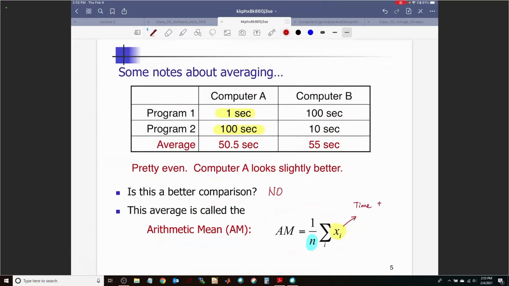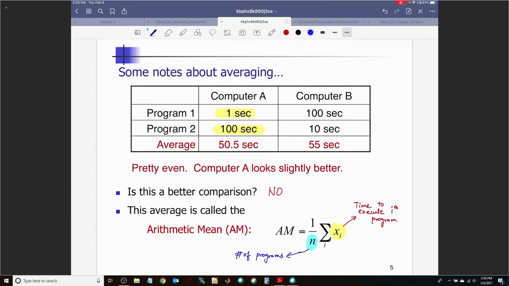Time to execute the ith program. And this is the number of programs. We'll follow this later as well. What is this calculation useful for?